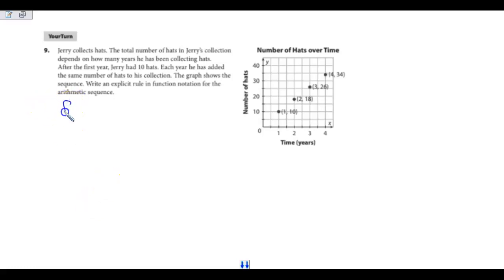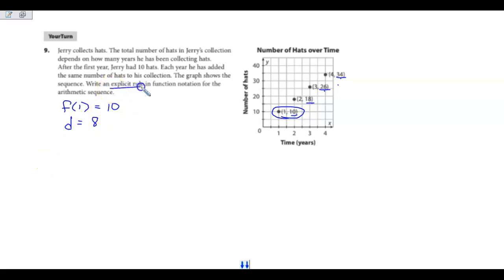So we need to find our first term, and then we need to find our common difference. Our first term in this is what? It is 10. So there's my first term, 10. The common difference, if I take 18 minus 10, I get 8. If I take 26 minus 18, I get 8. If I take 34 minus 26, I get 8. So my common difference is 8.